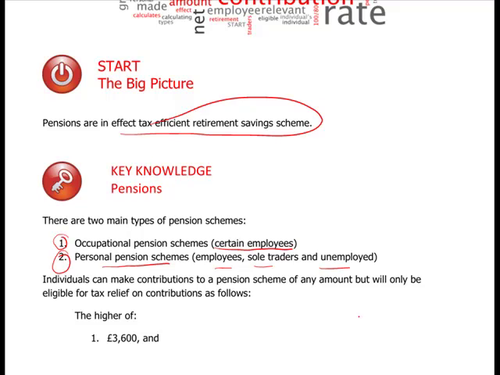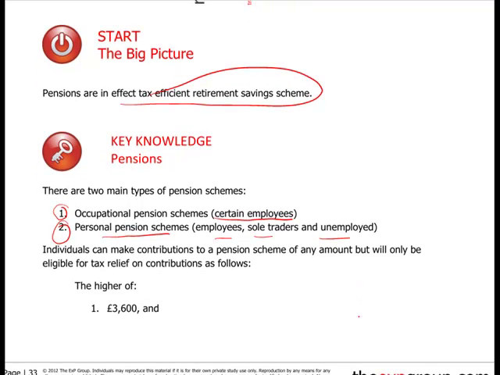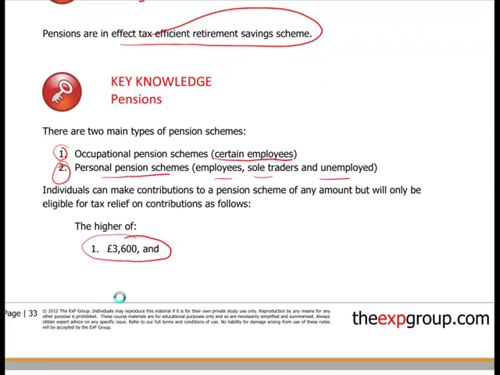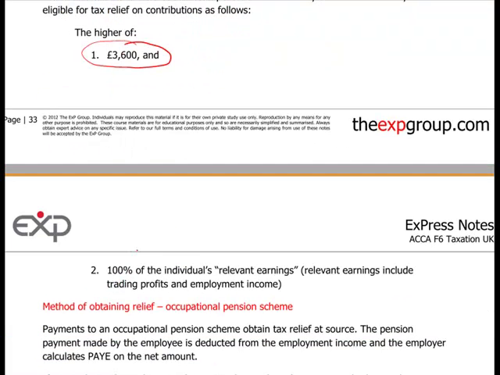Individuals can make contributions to a pension scheme of any amount, but will only be eligible for tax relief on contributions as follows. The higher of £3,600 and 100% of the individual's relevant earnings. Now, what's relevant earnings? Well, it includes trading profits and employment income. So, pretty much everything that you'd want it to include.